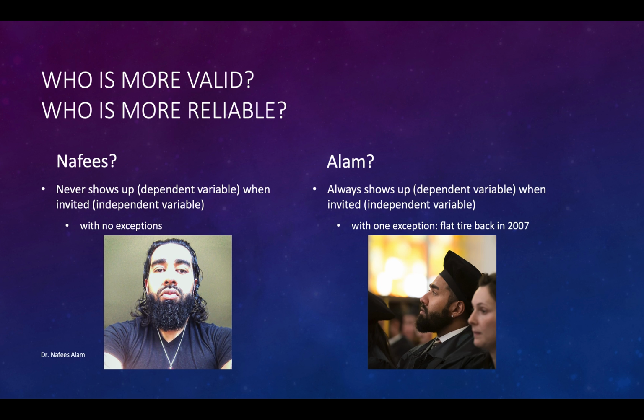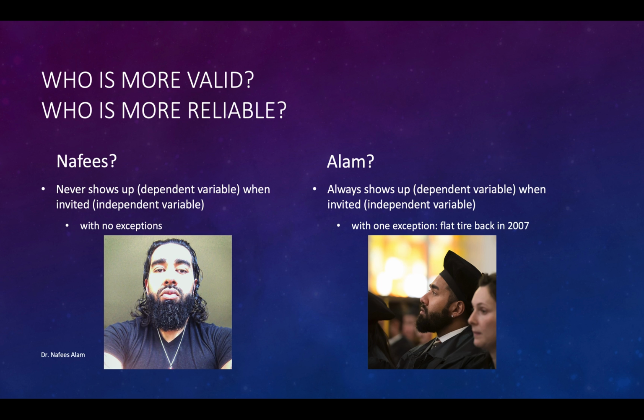Nafees never shows up when you invite him over to play video games. No exceptions to this rule. I don't really know why you'd still be friends with him, but you do you. And Alam always shows up when you invite him over to play video games. Again, the invitation is the independent variable because that's the variable that you yourself are manipulating, and the dependent variable is the outcome from a manipulation in the independent variable. The only exception to Alam showing up to play video games with you is back in 2007 when he got a flat tire on his way to your house.